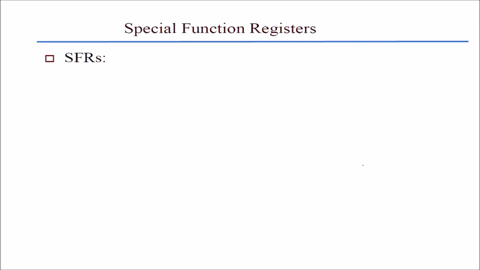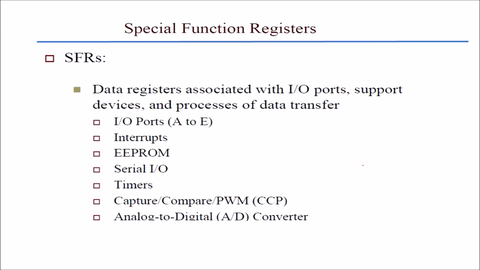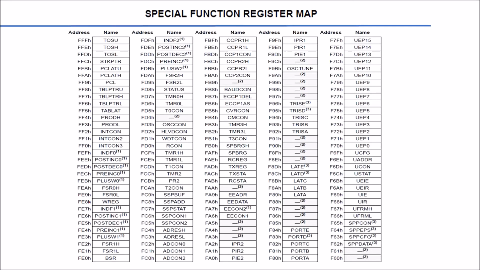Then special function registers. So a number of special function registers are available and they are stored in the data memory. Each block of PIC microcontroller has special function registers like IO ports, interrupt, EEPROM, serial IO, timers, capture, compare, analog to digital converter. So all these blocks need registers and these registers are special function registers. So this is the complete memory map, how the special function registers are stored in memory.